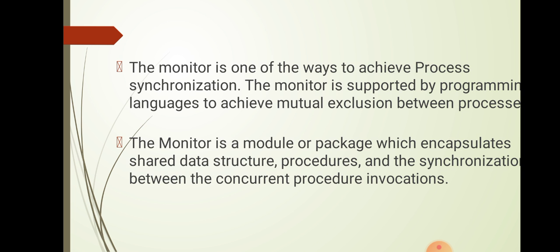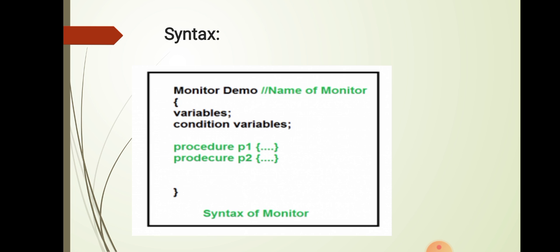Clear? Now, in the next slide, this is the syntax, as I told. It is just like your class, with a class name. Here monitor is a keyword, then the monitor name. Here the name of the monitor is demo. In it we declare the variables and the condition variables. I will explain later what condition variables are. After that, whichever functions we want, we can declare or define there: procedure P1, and like that you may define the various procedures up to Pn.